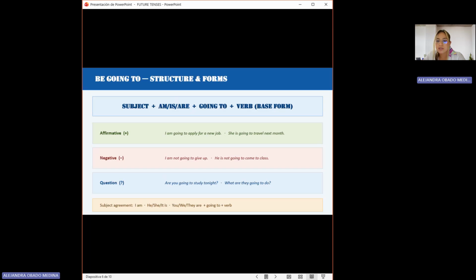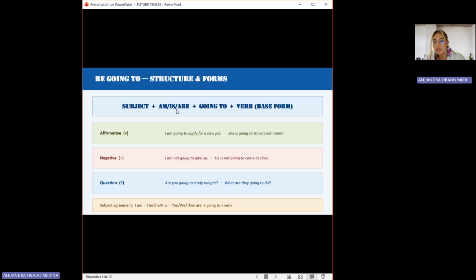And negative is, in this case, different compared to will. Look at the screen. I am not going to go out. And she's not going to come to class. In this case, es la negación: miren que es not, después del verbo to be.